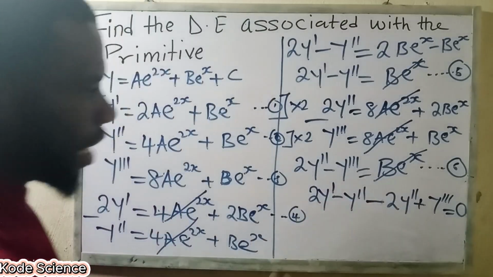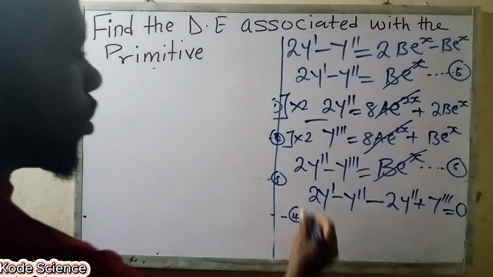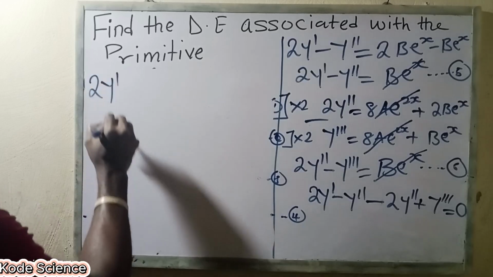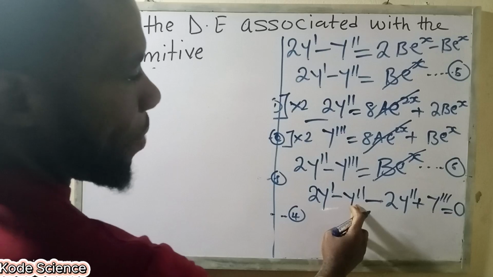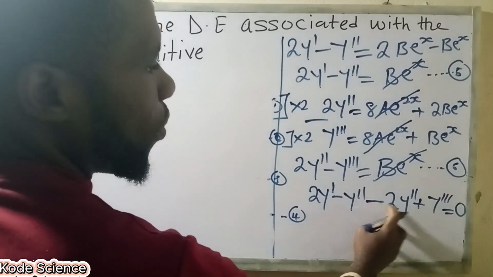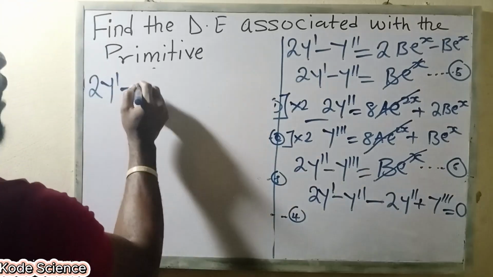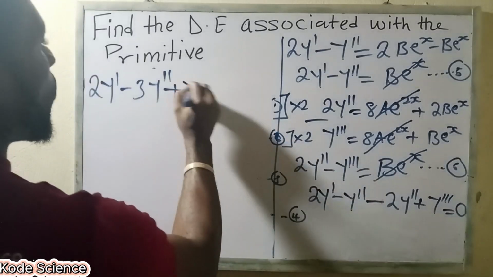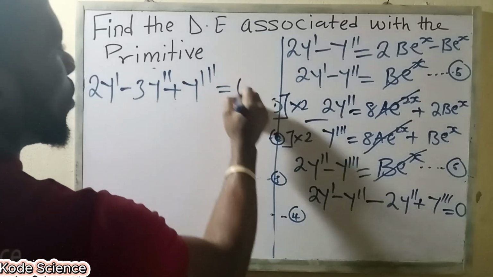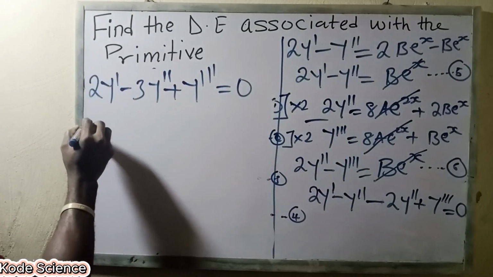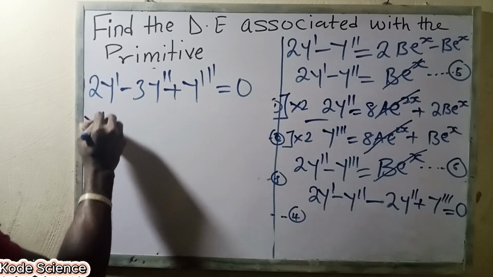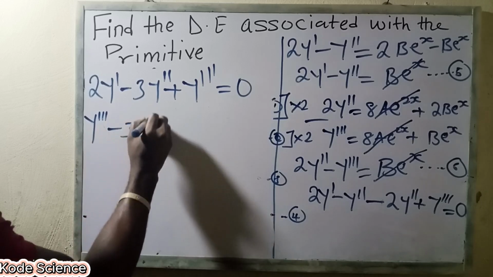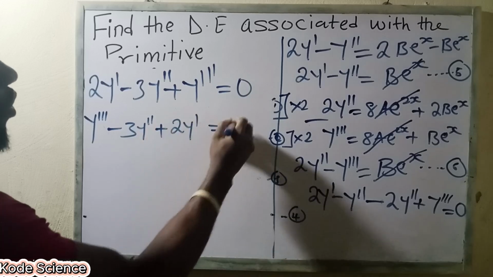So we can rewrite this as, here we have 2y prime minus 2y prime minus y prime prime minus 2y prime prime. We are going to end up having minus 3y prime prime. Then we have plus y prime prime prime, which is equal to 0. So all of these can be written as y prime prime prime minus 3y prime prime plus 2y prime is equal to 0.